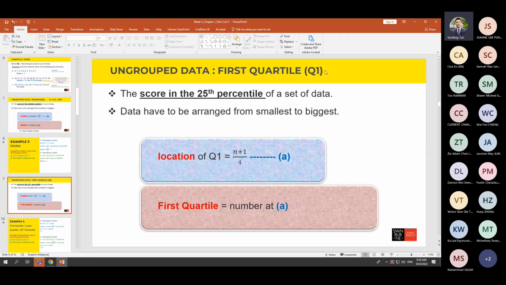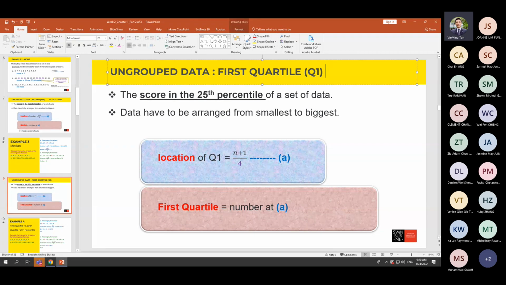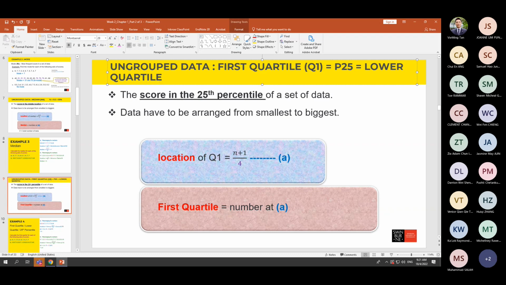So sometimes it's also called the 25th percentile. So I use P25 as a symbol. 25th percentile. Same meaning. And sometimes it's also called the lower quartile. Lower quartile. So if you want to calculate the first quartile, also the same, you need to arrange the data from lowest to highest.